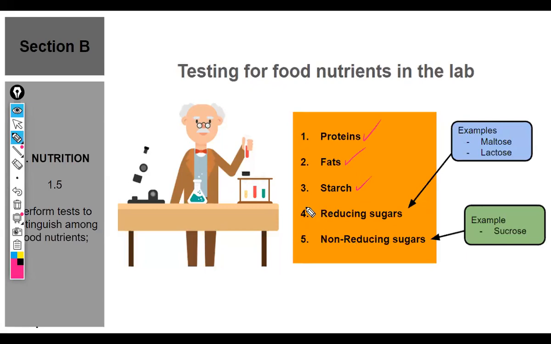And when it comes to sugars, there are 2 main categories of sugars. I think I mentioned this a couple of weeks ago, but I'm just going to mention it again. The 2 broad categories of sugars are reducing sugars and the opposite, non-reducing sugars. If they ask you for an example of a reducing sugar, you can tell them maltose or lactose. And if they ask for an example of a non-reducing sugar, this is sucrose.